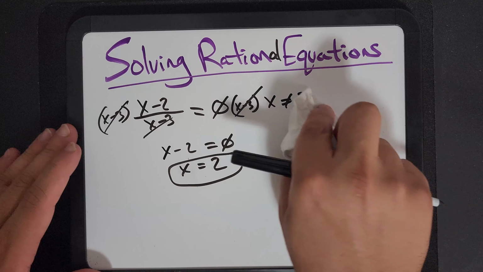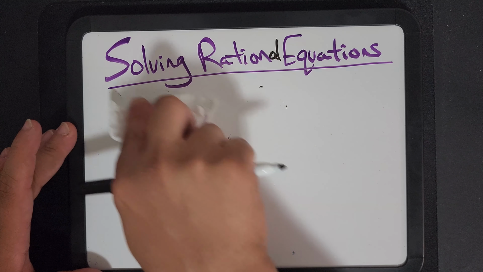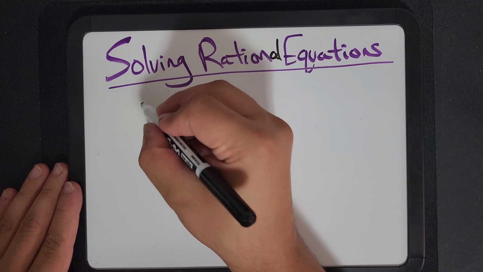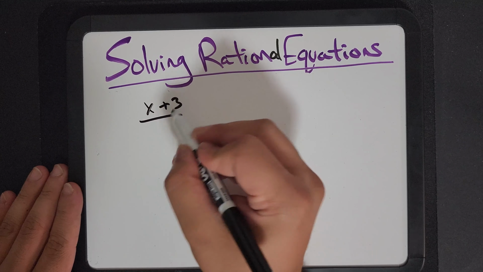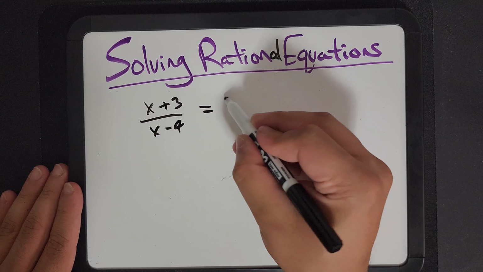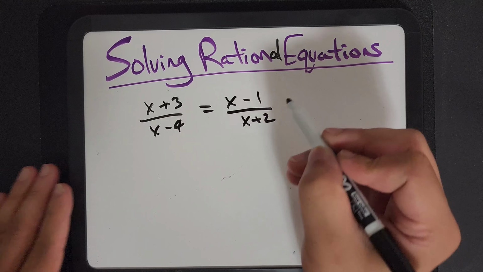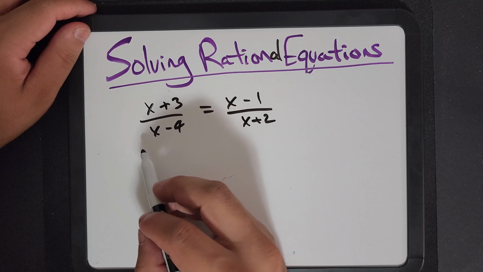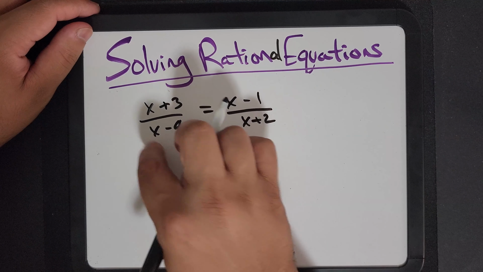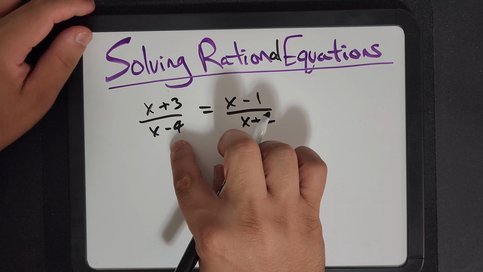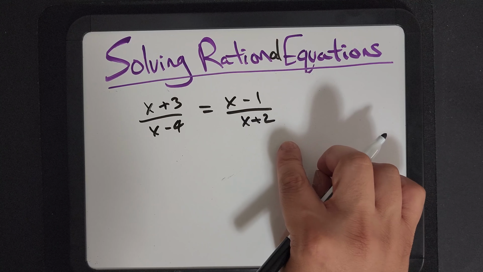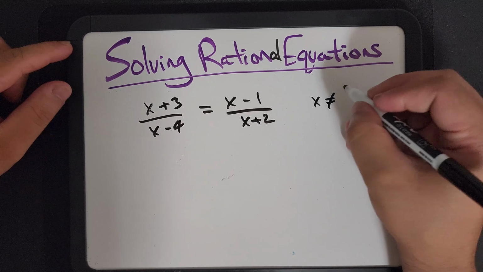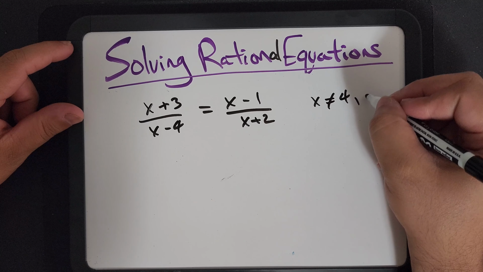So let's look at another one. Let's say we have x plus 3 over x minus 4 equals x minus 1 over x plus 2. So we know right away that denominators cannot be 0 here. So x cannot be 4 or negative 2.